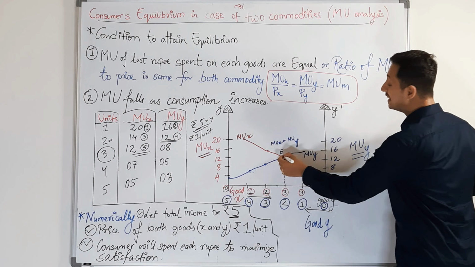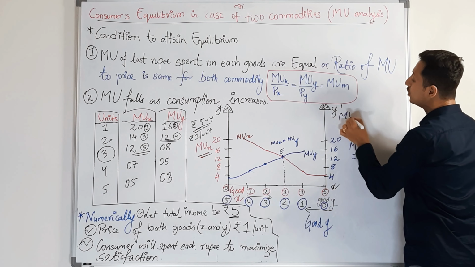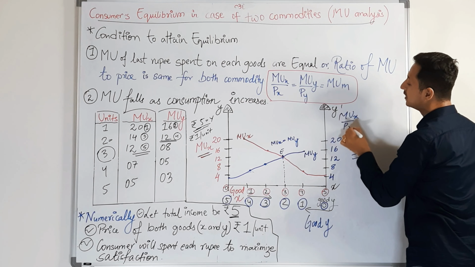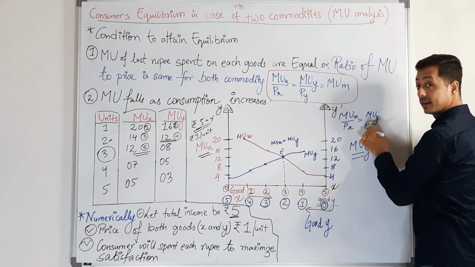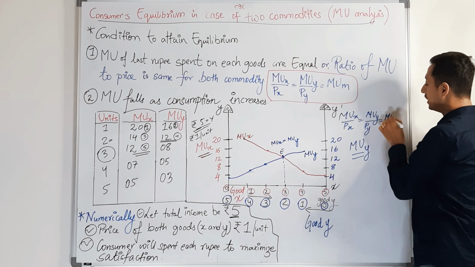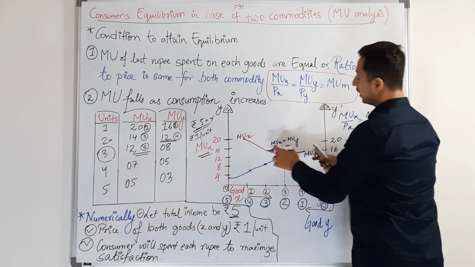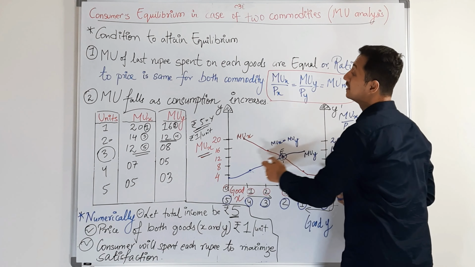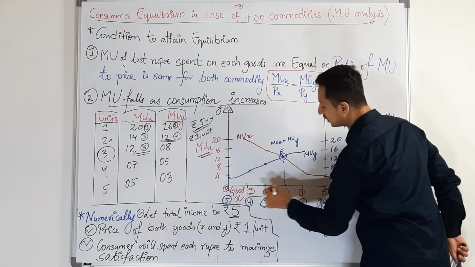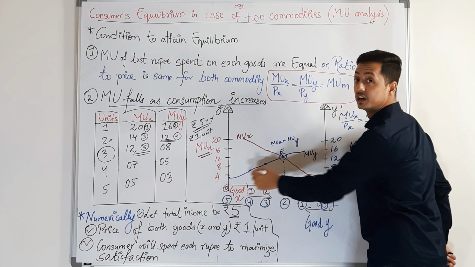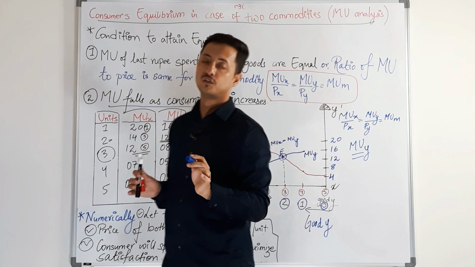So at point E, both the conditions are fulfilled. That is, marginal utility of X by Px is equal to marginal utility of Y by Py, equal to the marginal utility of money at this point. And after this point also you can see that marginal utility falls as consumption increases. As you increase the consumption, marginal utility keeps on falling. So both the conditions are fulfilled over here.